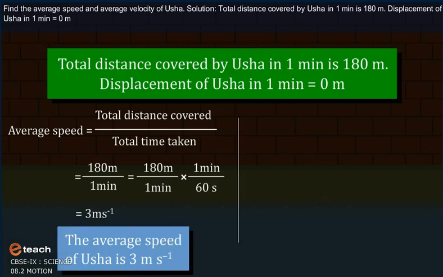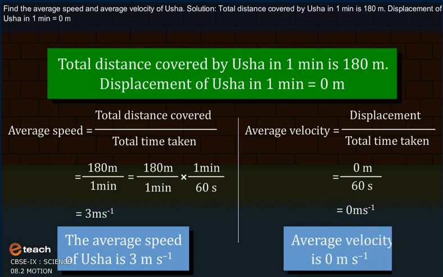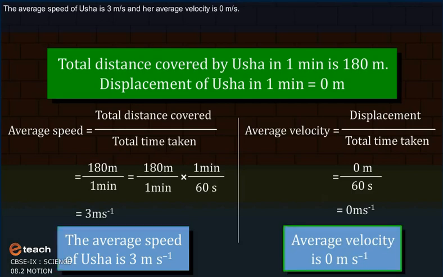Average velocity is equal to displacement divided by total time taken. That is equal to 0 meter divided by 60 seconds, which is equal to 0 meter per second. The average speed of Usha is 3 meter per second and her average velocity is 0 meter per second.